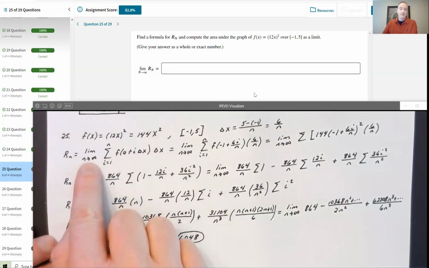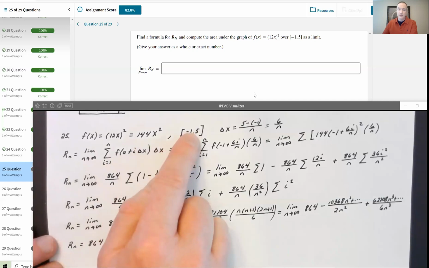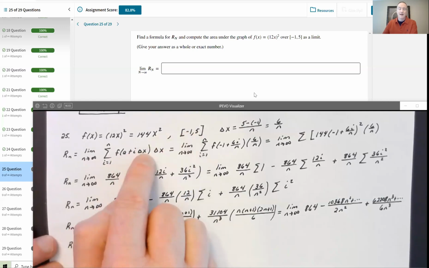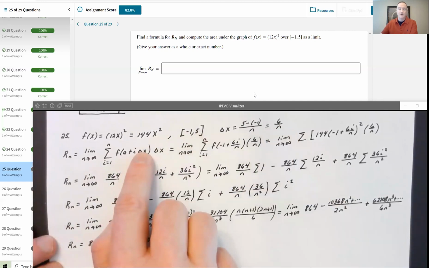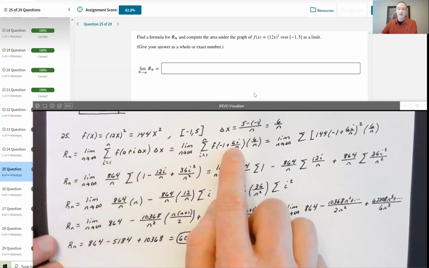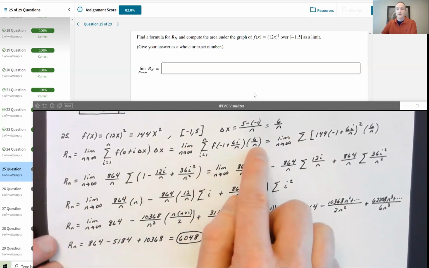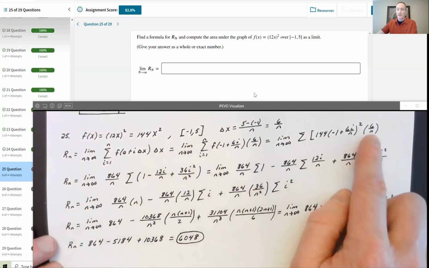Our formula now for R sub n every single time is the summation from 1 to n of f of a, which is just your beginning point, plus i times delta x. Delta x right here, so we're going to have 6i over n for that part, and of course times 6 over n. That's what I did in this step. So we have f of -1 plus 6i over n times 6 over n. This 6 over n could have been brought out in front. I didn't choose to do that in this problem. I left it as a factor on the inside temporarily.